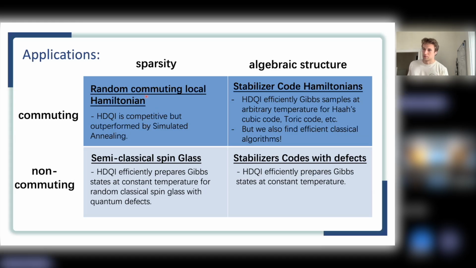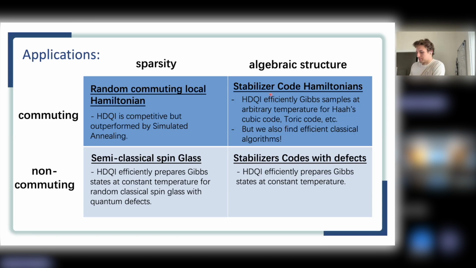There's a technicality we could mention here, which is that if you want to prepare Gibbs states, then HDQI can provably prepare Gibbs states, whereas simulated annealing usually does not converge to the Gibbs distribution, at least at finite times. So in some sense, we can prepare Gibbs states provably, whereas SA cannot. But I don't want to put too much focus on that part.